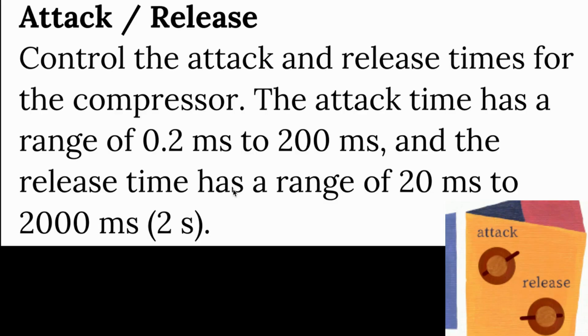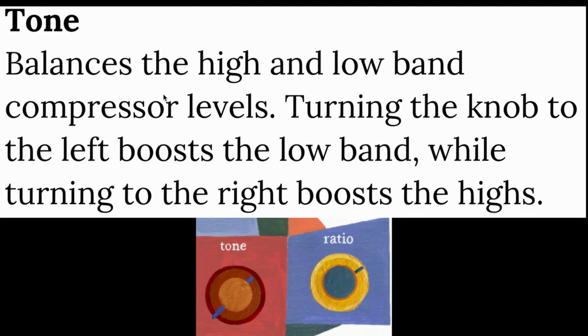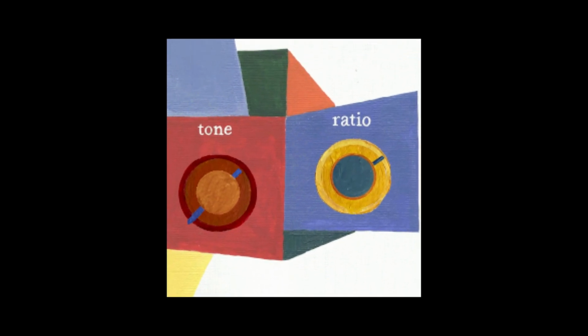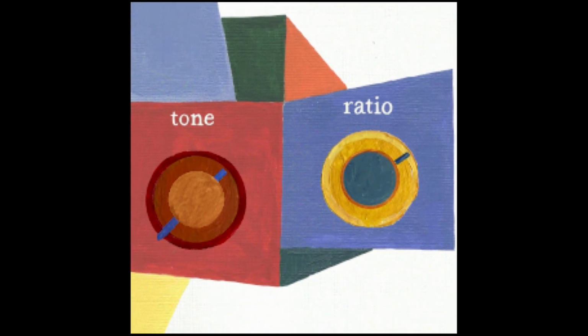Attack and release are what one would expect on a compressor: 0.2 milliseconds to 200 millisecond attack time, and 20 millisecond to 2-second release time. There is a tone control to boost the low band or high band compressor levels. My assumption is this control is after the compression has happened, but the instruction manual is unclear on this.